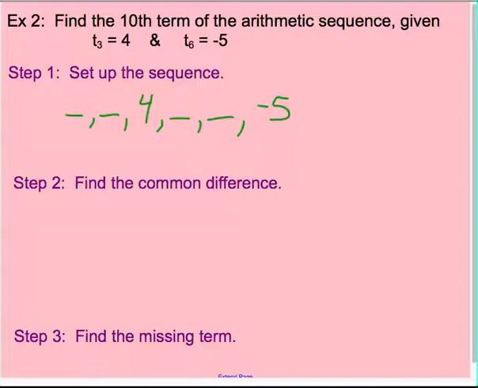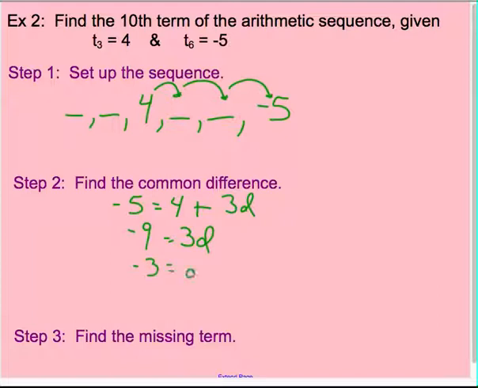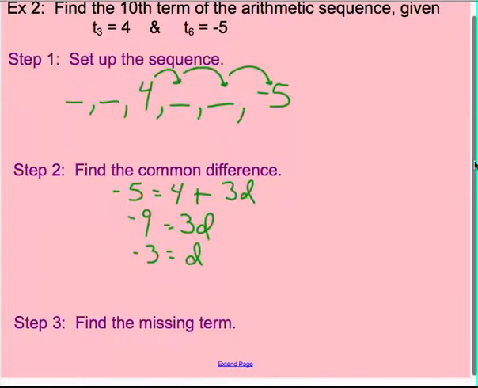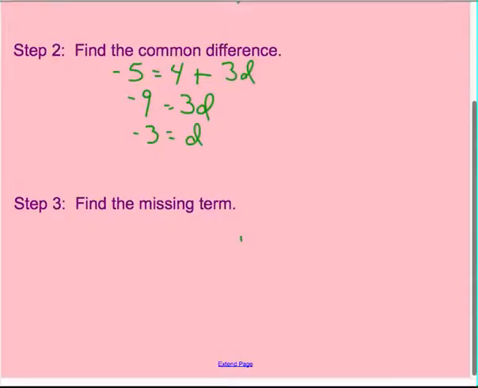So to find the common difference, this time I'm going to use -5 equals 4 plus 1, 2, 3 common differences. Subtracting 4 from both sides and dividing by 3, we have a common difference of -3, or subtracting 3 between each term. So there's a couple of different ways to find the 10th term. We're on term 6, we could just subtract 3 a few more times, or we can use our explicit formula now that we know the common difference.